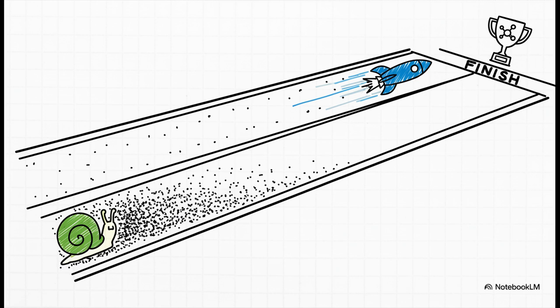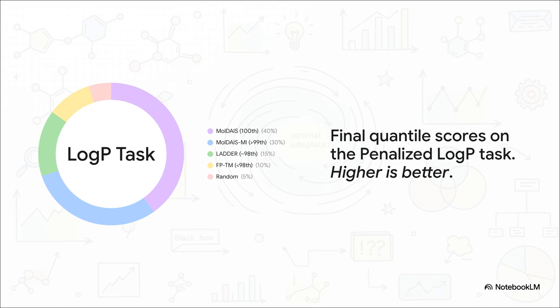The third and perhaps most important claim is that this all leads to state-of-the-art sample efficiency in actual molecular property optimization tasks. Here we see the results on the penalized log-P task, which involves a search space of 250,000 molecules. The findings are noteworthy. The fully Bayesian version of MolDAIS was the only method that managed to find the globally optimal molecule in 100% of the 20 experimental replicates. The screening variants also performed extremely well, outperforming other established methods.